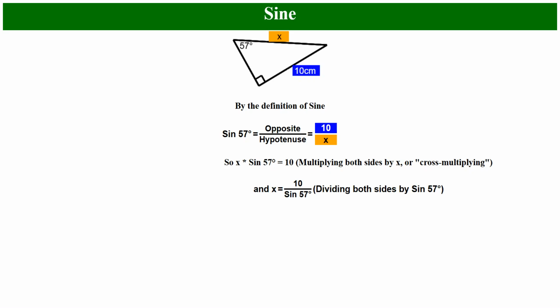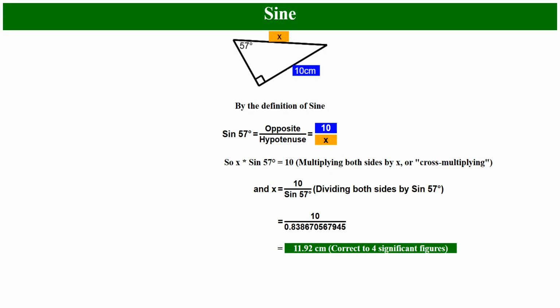So we get this, and looking up sine 57 degrees on a calculator, we get these figures, and doing that division on the calculator, we get x is 11.92 centimeters. And again, I've corrected that to 4 significant figures.